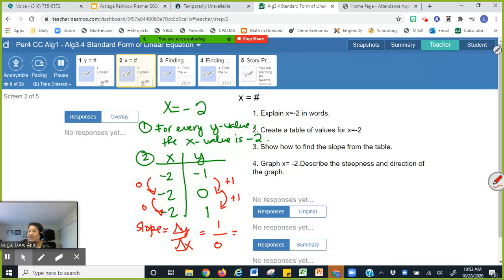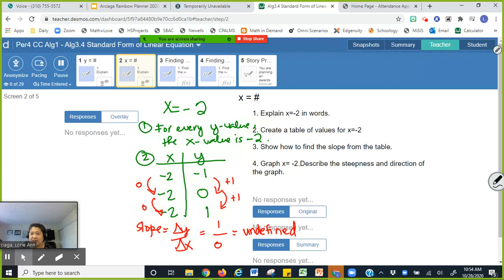Now, the math word for that is undefined. And I wrote that in your concept map as well. So it could show an infinity sign. Infinity is undefined, because division by 0 is not allowed. So we're going to write that down later when we do the graph.